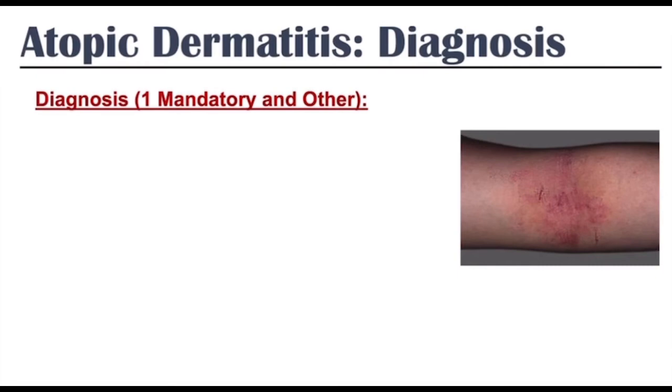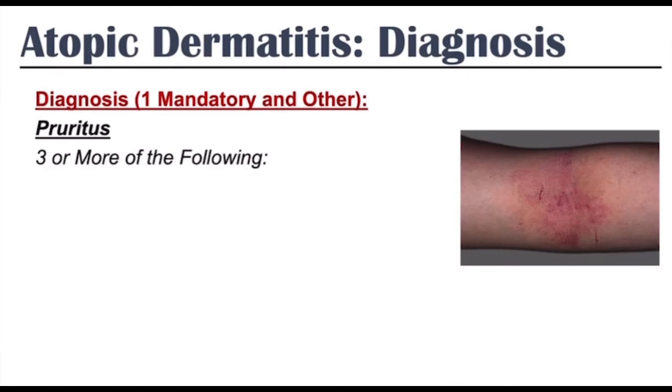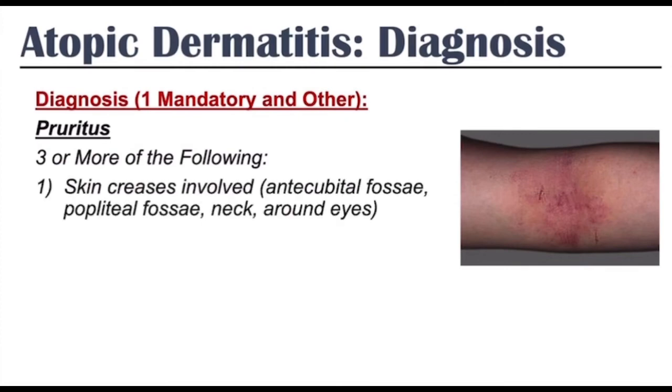So the mandatory condition we absolutely need to make this diagnosis is that these skin lesions need to be pruritic. So they need to be itchy. And then once we say these skin lesions are pruritic, we need 3 or more of the following. The first one is that skin creases are involved. So you have the antecubital fossas involved, the popliteal fossa, the neck, around the eyes. So a lot of those areas we talked about before.